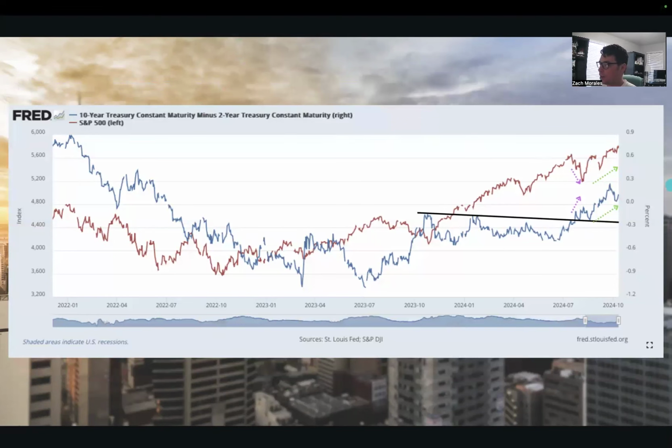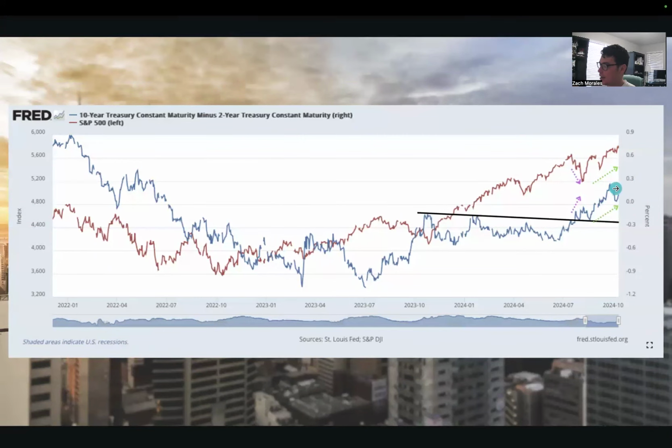Now, what we've got here is the yield curve in blue, and this is zero, so you can see that the yield curve almost got inverted again, which is honestly pretty strange, right? But if you take a look at the red line, this is the S&P 500. As the yield curve was steepening, we started to see the stock market pull back. But really, since that point, we have this little trend line here for the yield curve.